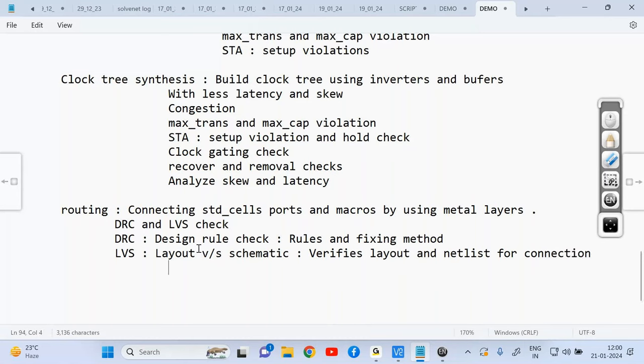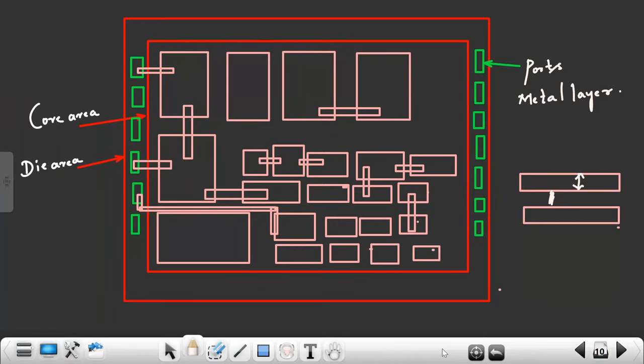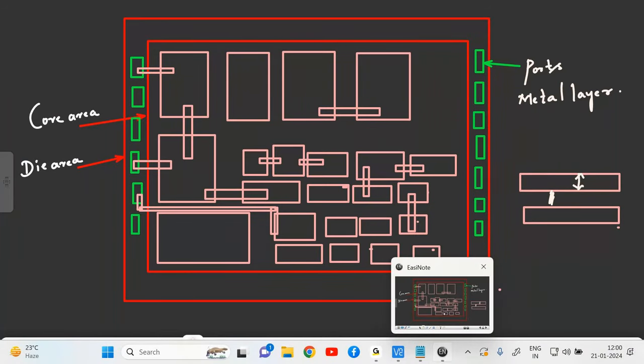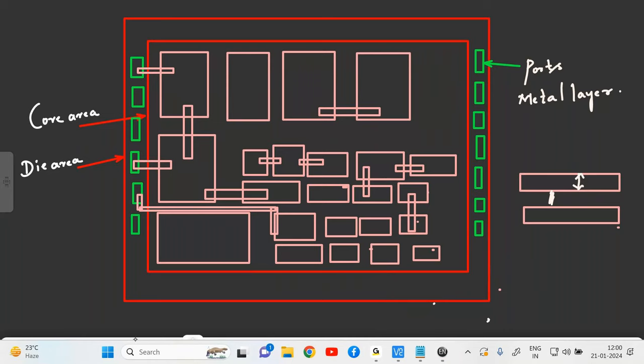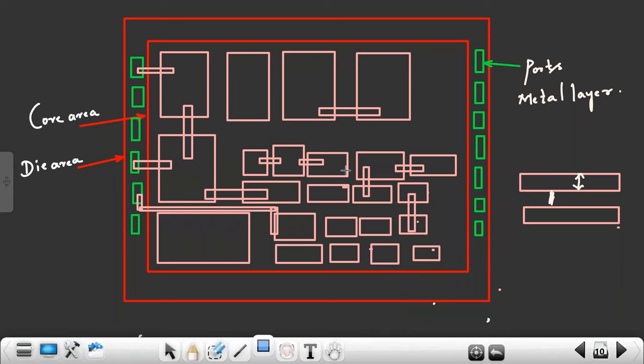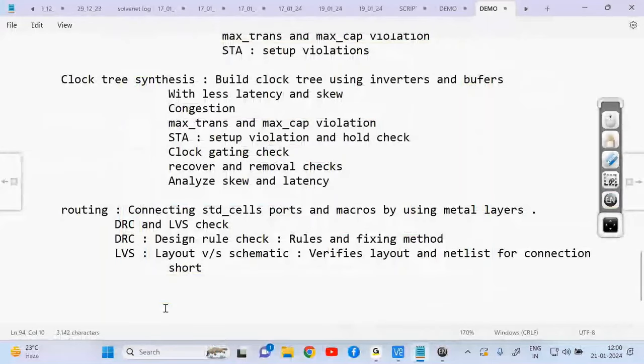If unnecessary connections are found which are not present in the netlist, that is shown as what? Short. See, there is no connection here, but some metal layer is crossing this. The metal layer is crossing like this, then it's called as what? Short. But this connection is not present in the netlist. So there is a connection between this A cell and B cell, but my tool has not connected it. It's left as it is. That is called as what? Open. So unconnected nets are called as opens. Unnecessary nets found means it is called as what? Shorts. So my LVS will report opens and shorts.